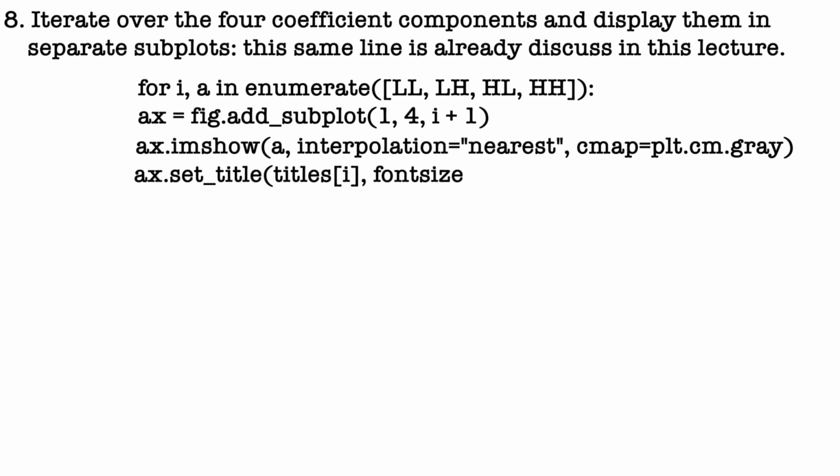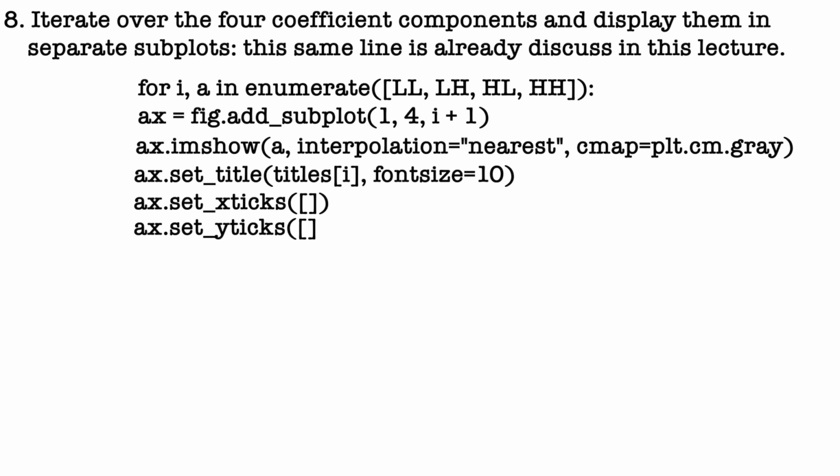Then the ax.set_title method, then the ax.set_xticks method, then the ax.set_yticks method. So all these lines create a figure with four subplots, arrange them in a row and display the four images LL, LH, HL and HH along with the titles. These images are displayed in grayscale without axis tick marks. This type of visualization is commonly used in image and signal processing to display the results of various image transformations or analysis.